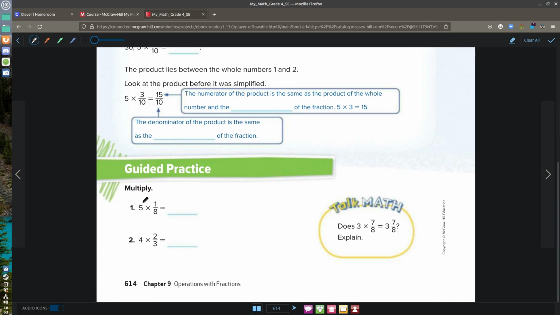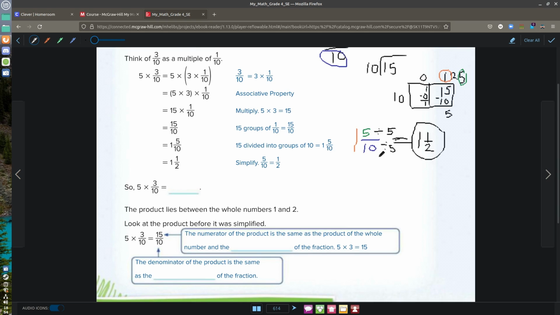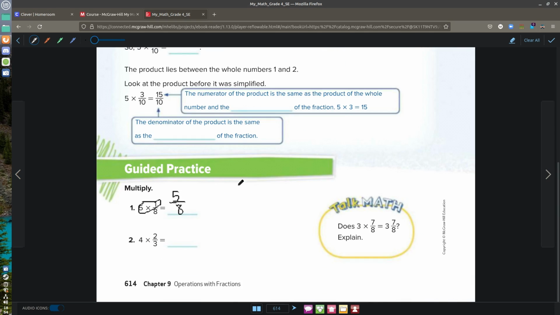Number 1. So 5 times 1 equals 5. Bottom number stays the same, 8. And then this is just a proper fraction, so you don't have to divide like you did up here. And you see if you can simplify. 5 just gives you 1 and 5, and 8 can't be divided by 5, so that's simplified. So then you do number 2. So 4 times 2 is 8. The bottom number stays the same, 3.